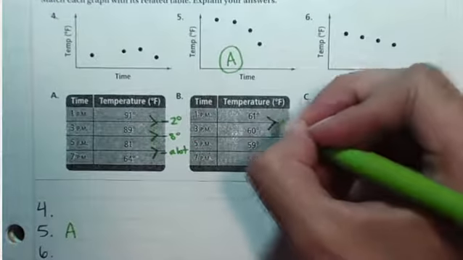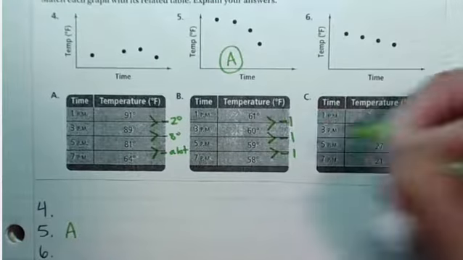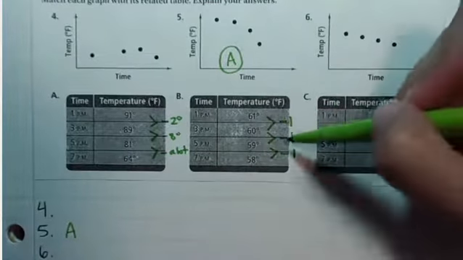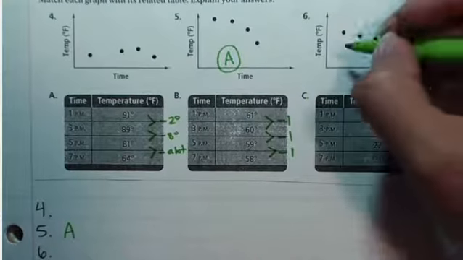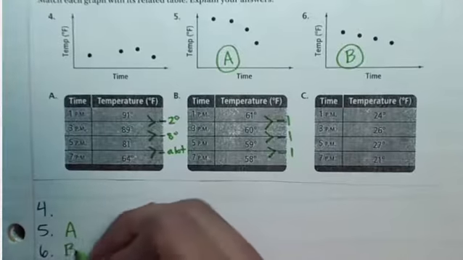Okay, if I look at this next one, this went down 1 degree, down 1, down 1. So it's pretty constant going down, not by a lot every time. And it looks like 6 would be the best discrete graph that would describe that.